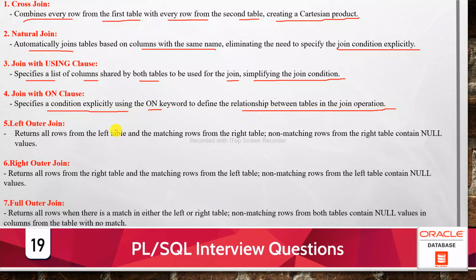Then join with on clause specifies a condition explicitly using the ON keyword to define the relationship between the tables in the join operation. Left outer join returns all rows from the left table and matching rows from the right table; non-matching rows from the right table contain null values. Likewise, right outer join returns all rows from the right table and matching rows from the left table, and non-matching rows from the left table contain null values. Last we have full outer join, which returns all rows when there is a match in either the left or right table. Non-matching rows from both tables contain null values in the columns from the table with no match.